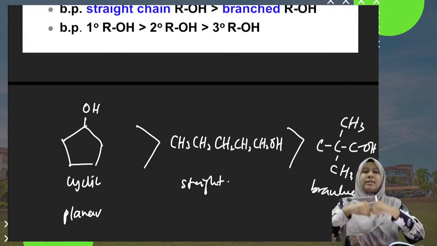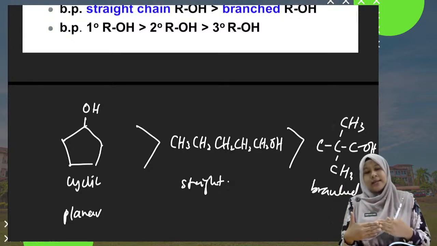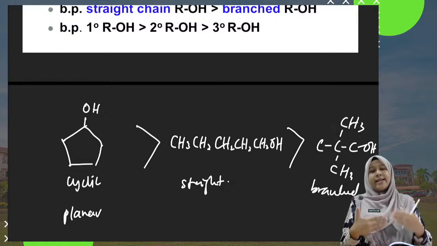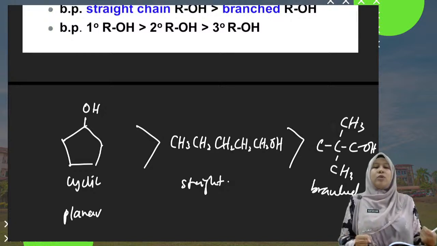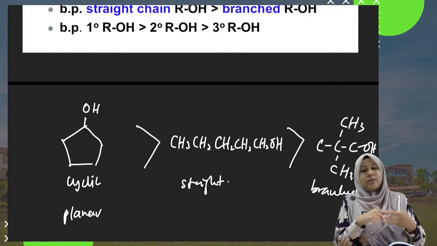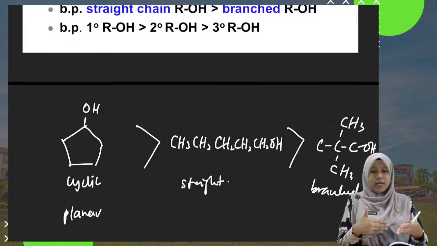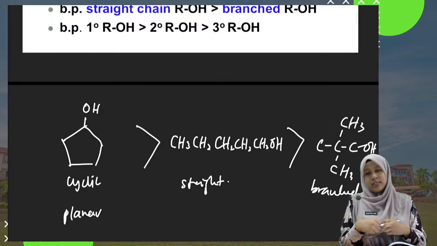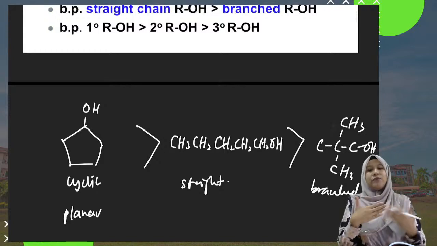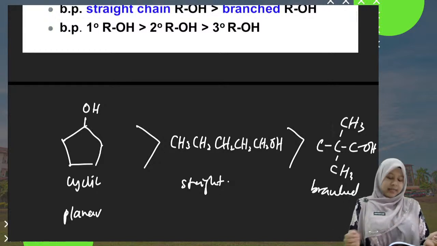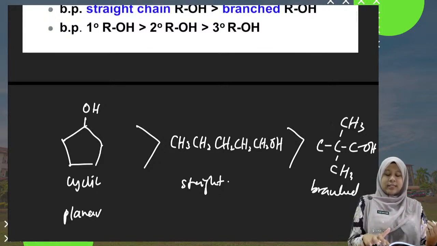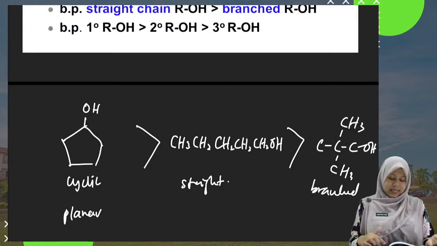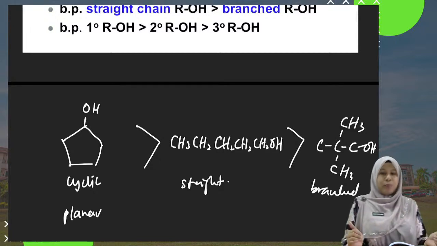Kenapa kita tengok pada surface area? Sebab boiling point ni, dia discuss in term of energy needed to break the intermolecular forces. Maksudnya dia nak break intermolecular forces between the molecule. Kalau untuk cyclopentanol dengan cyclopentanol sendiri. So jadi kalau bigger surface area yang kena, so boiling point dia lagi tinggi. Kita susah nak break, energy tinggi-tinggi, so boiling point pun akan tinggi. So yang ni dari segi boiling point.